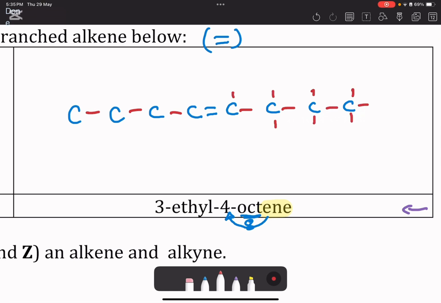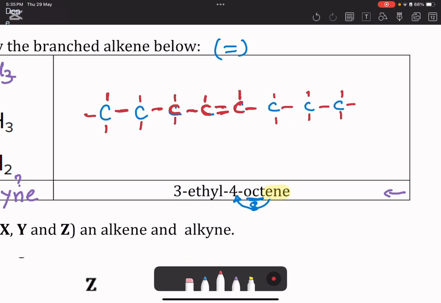Always when you are drawing, you have to surround C by 4 lines, 4 bonds, 4 single or 1 double, 2 single. So this carbon has 1, 2, 3, 4, so no more bonds. And this one as well, 1, 2, 3, 4. This carbon, 1, 2, 3, 4, and so on.